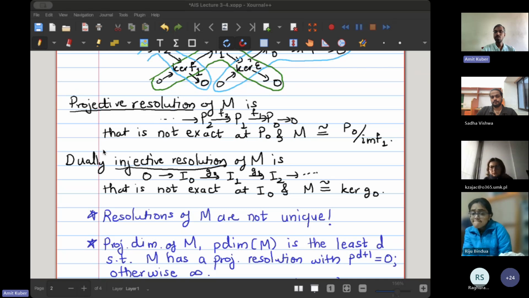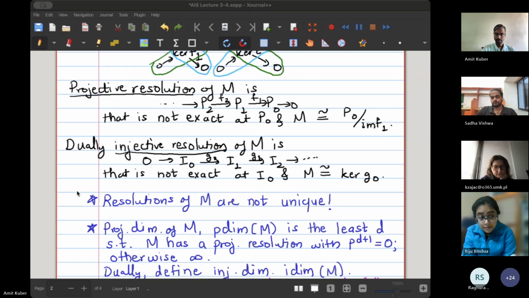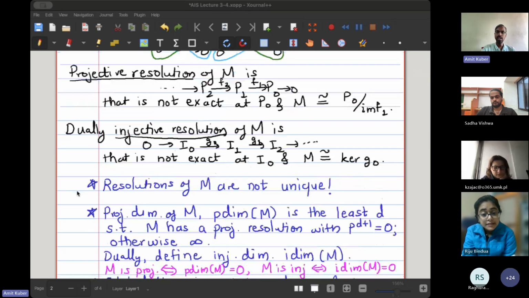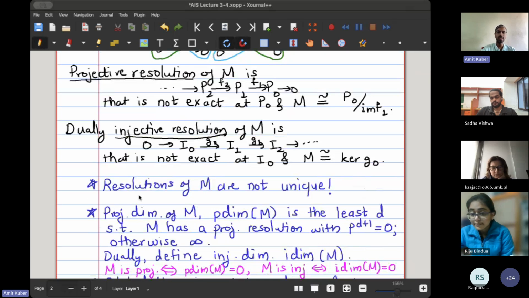However, in the case of finite dimensional algebra, that will be rectified. Yeah, we will have a unique way of constructing a projective resolution that will be called minimal projective resolution. Okay. But before we go there and talk about this special case, let us establish some more things.